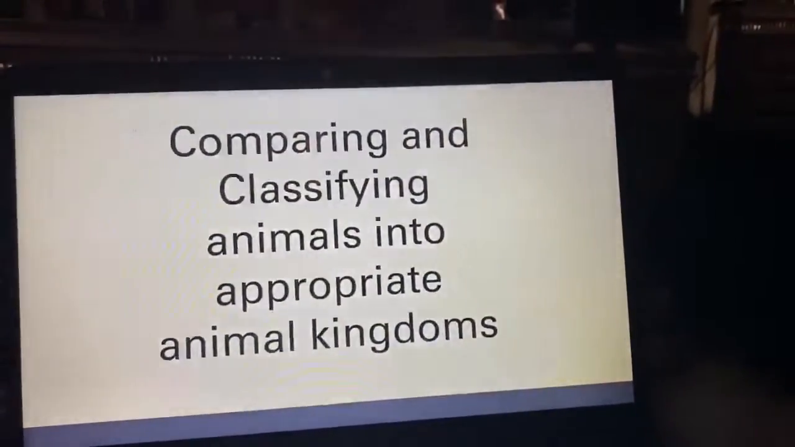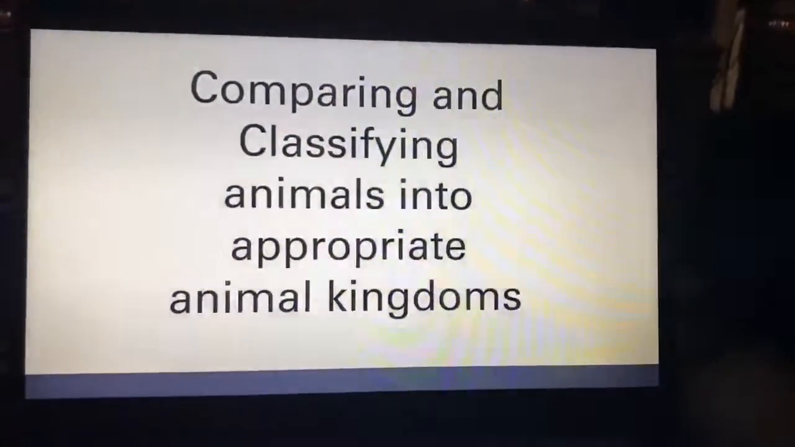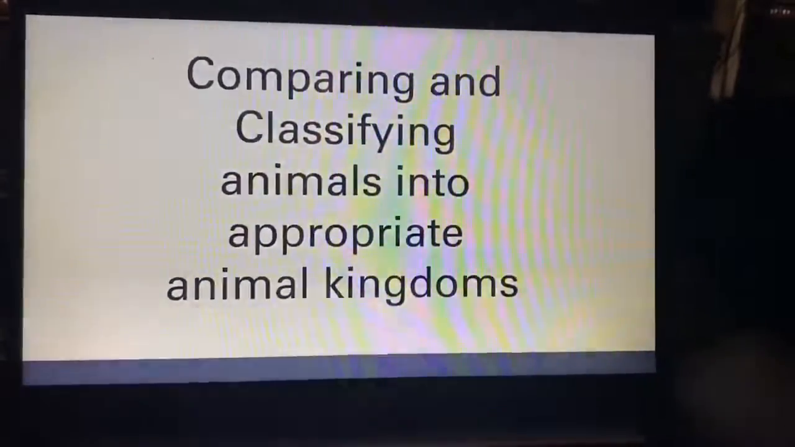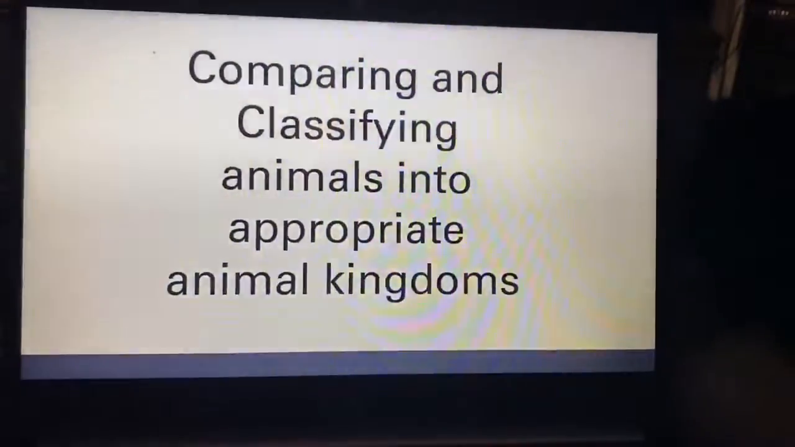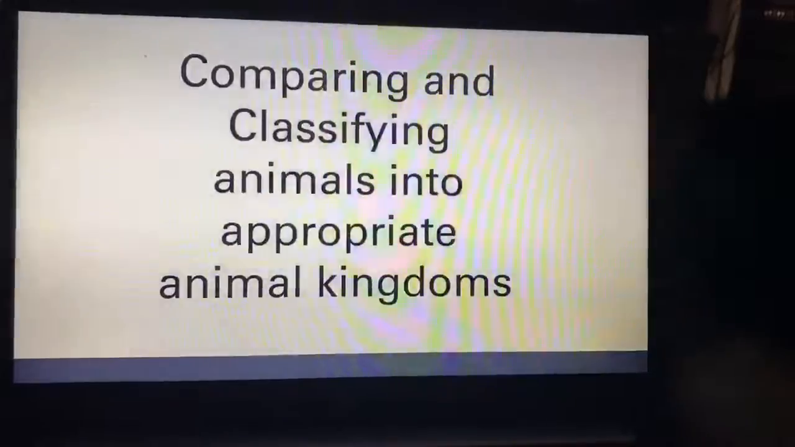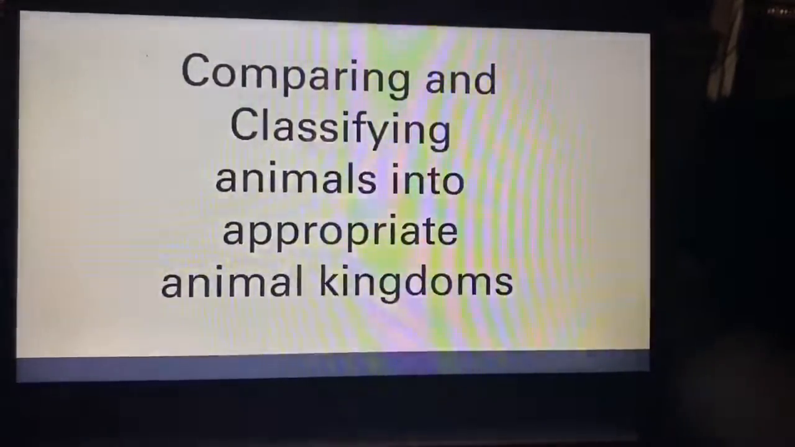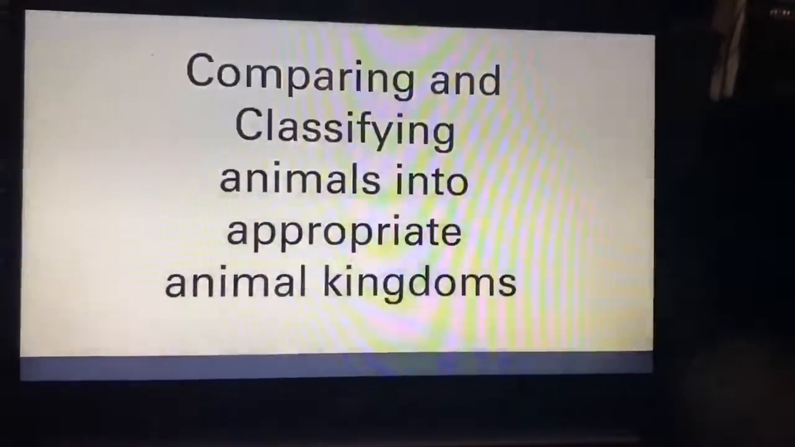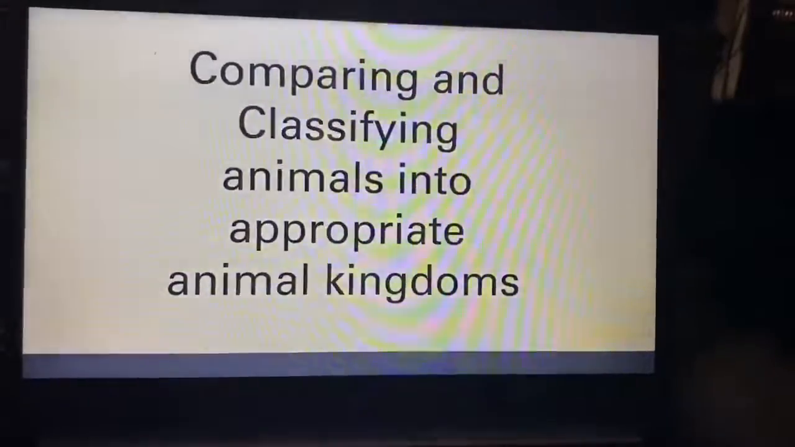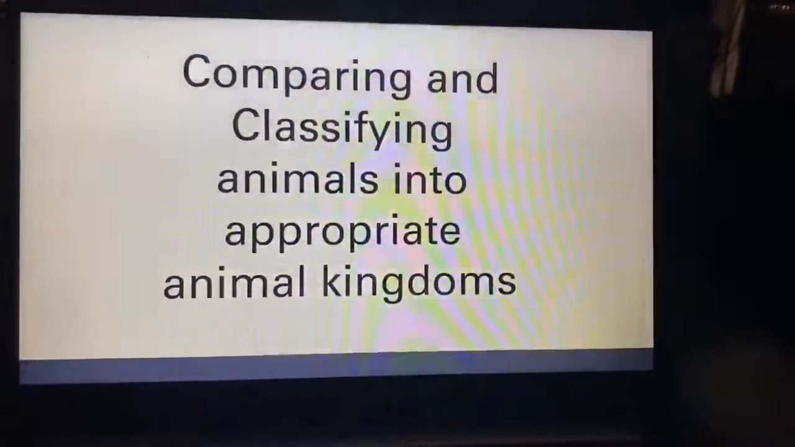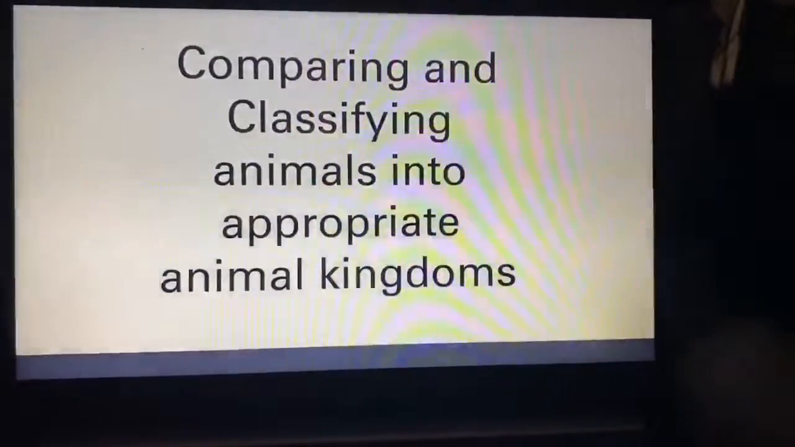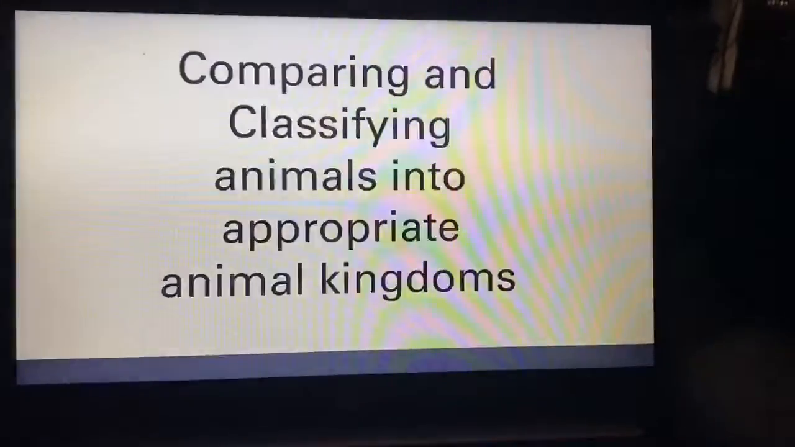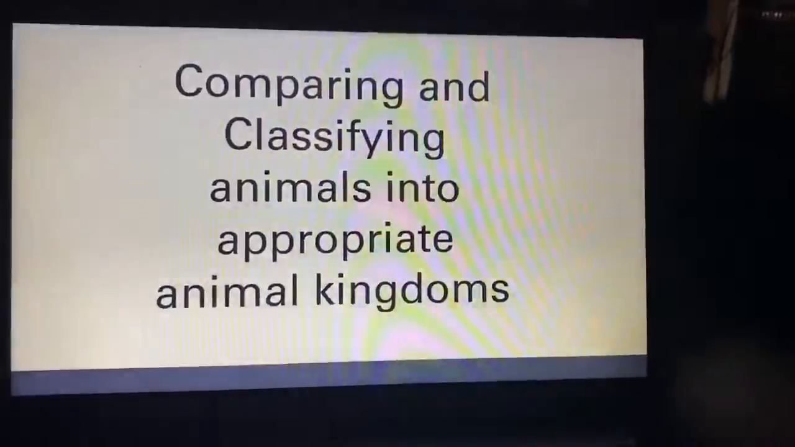Okay, for this lesson with the vertebrates and invertebrates, we're going to compare and classify those animals into their appropriate animal kingdom. What I mean by comparing is when we find out what animal has what different from the other one. Classifying, we're going to group them together. This animal belongs here, this animal belongs there. Mainly the animals are going to belong in different groups because they're going to be different. You're going to have a couple of animals that have something in common, then another group that has something in common. So that's how we're going to classify and compare those animals.